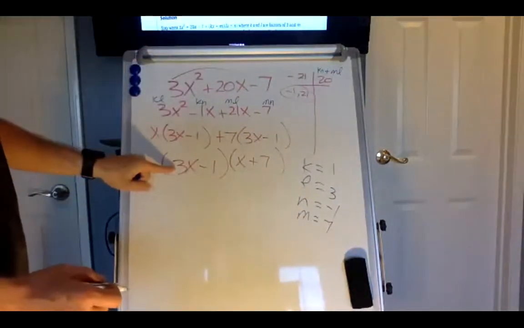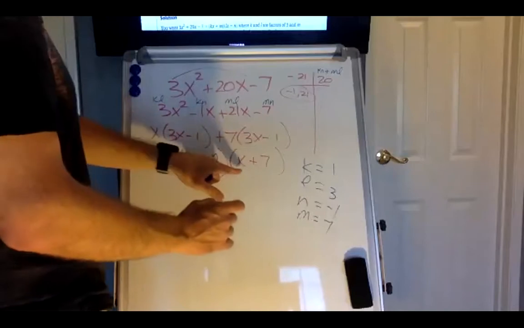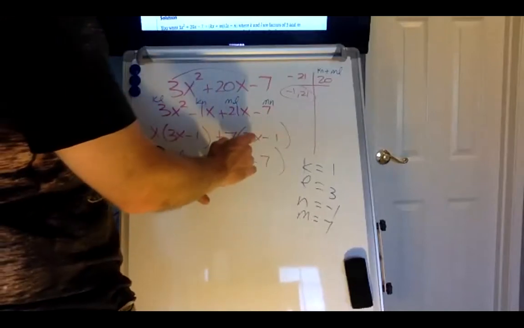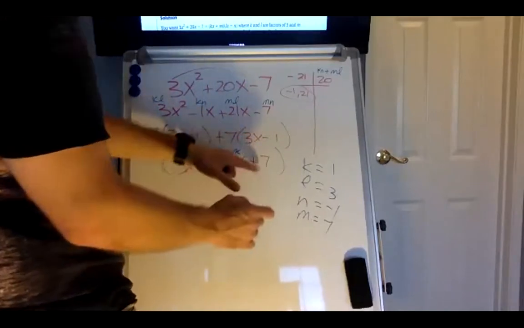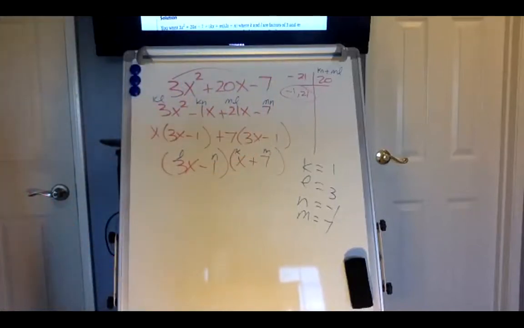Okay, so this 3 here is my L. Negative 1 is the N. The 1 here coefficient is the K. And the 7 is the M. There you have Ln Km.